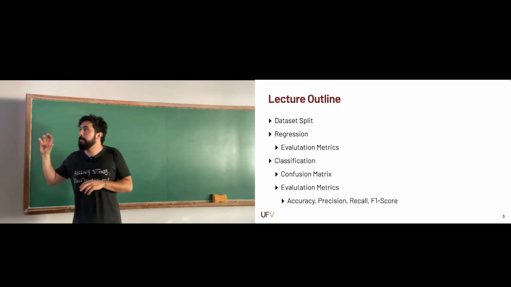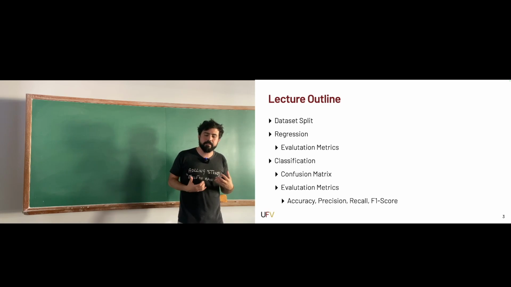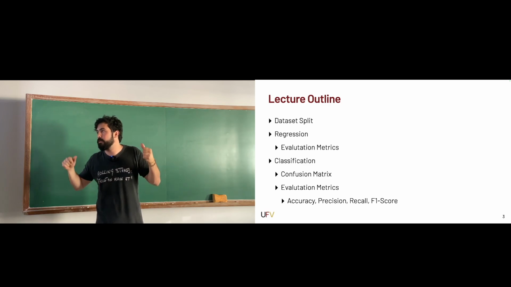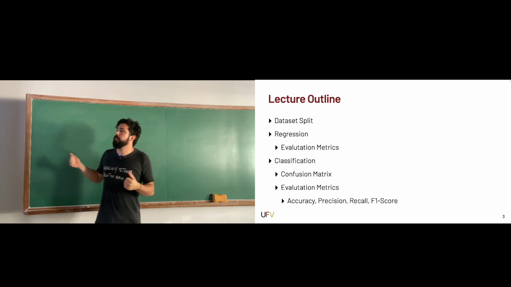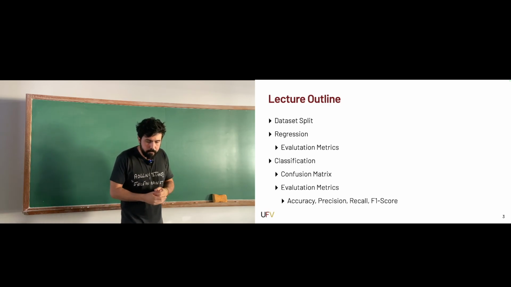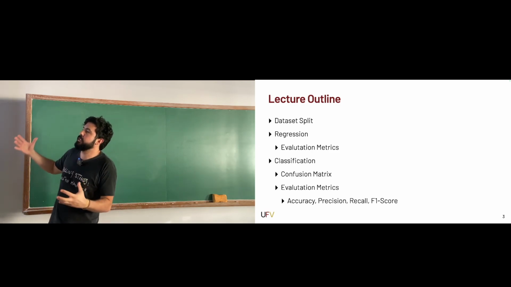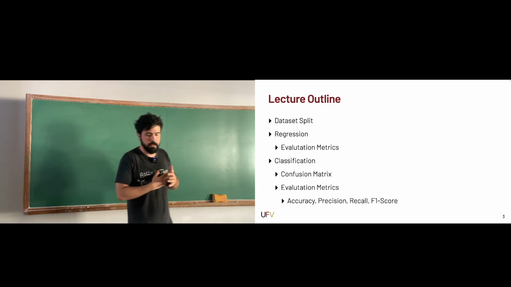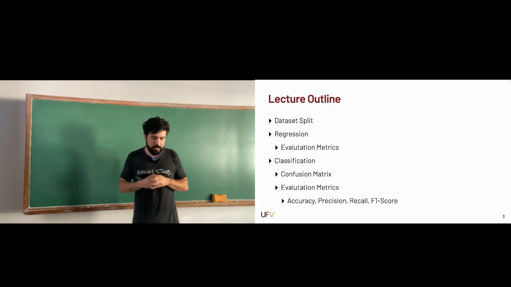To talk about that, I want to discuss how to split our data set into training, validation, and testing. Then I'm going to discuss some metrics to evaluate regression models and classification models. Particularly for classification, we're going to discuss the confusion matrix, which is the matrix for computing most of the classification metrics we use, which are accuracy, precision, recall, and F1 score. Okay. I guess that's it. So let's get started.